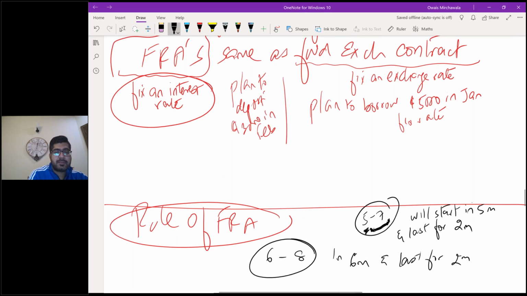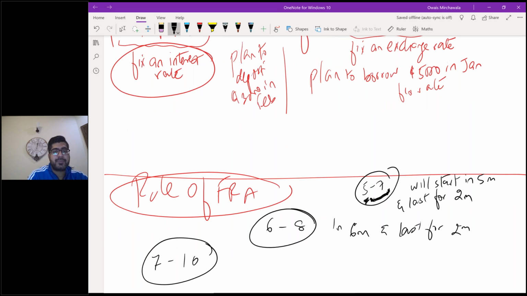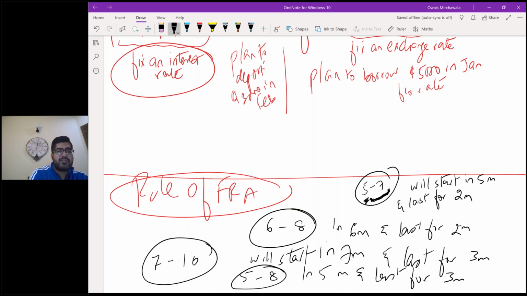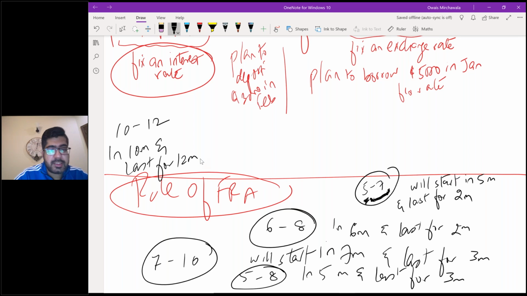Similarly, if someone says that FRA is 7-10, so 7-10 means will start in 7 months and last for 3 months, okay? If someone states FRA is 5-8, means start in 5 months and last for 3 months, okay? If someone says FRA is 10-12, will start in 10 months and last for 2 months. Okay, this is how FRA rules work, and I have shown you the FRA format as well. Okay.